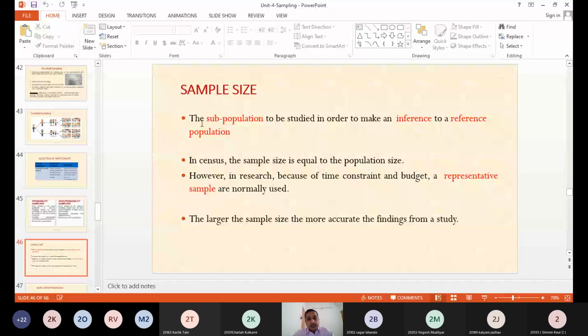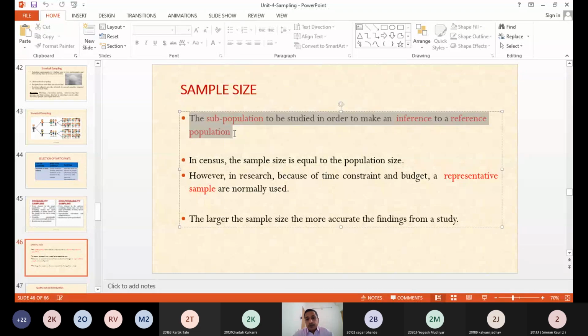The sample size is a subpopulation, a portion of the population we will be studying in order to make an inference to a reference population. So from a population, we take a few portion or few samples which we study so as to make an inference for the total population.